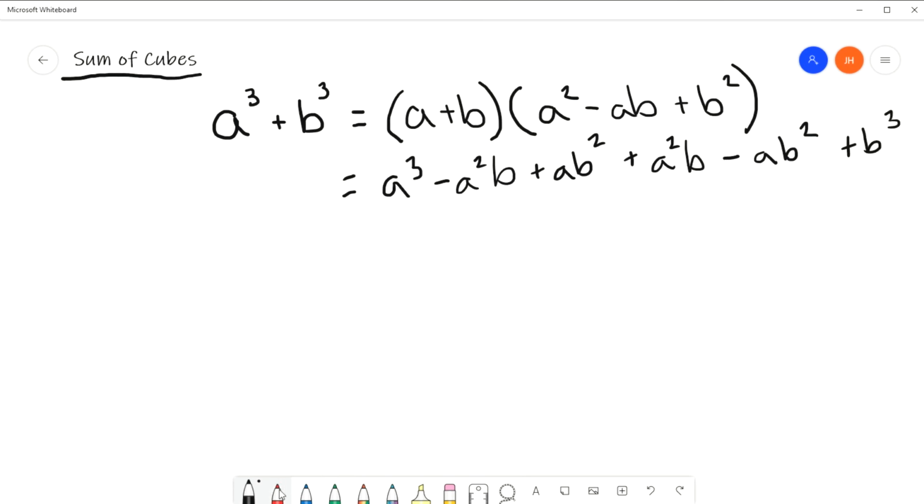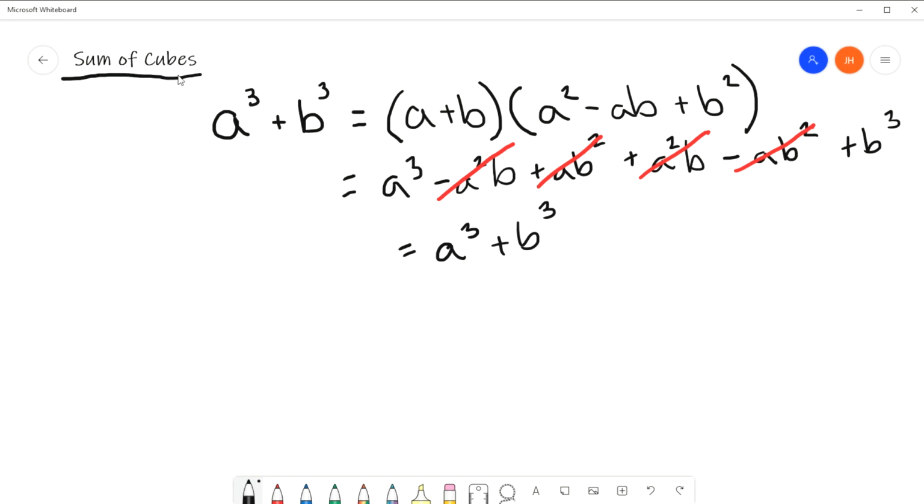So what cancels out here? Minus a squared b and plus a squared b. ab squared and minus ab squared. And I'm left with a cubed plus b cubed. So it works, right? Something that I want to point out here before we go and do an example.